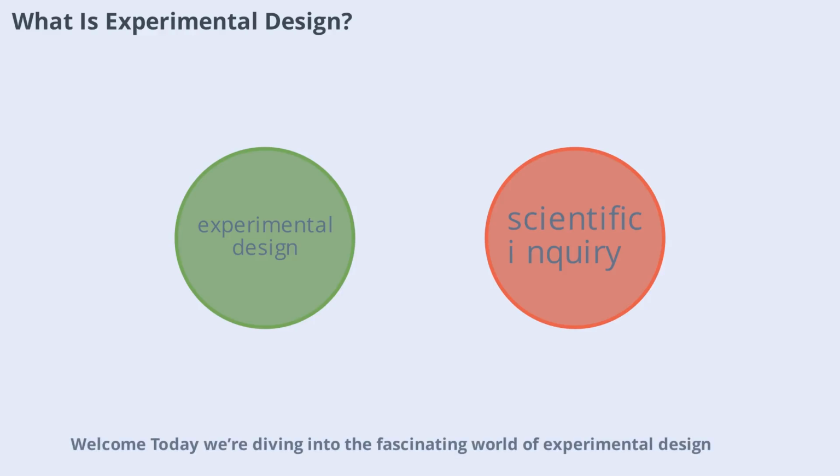Welcome. Today we're diving into the fascinating world of experimental design. But what exactly does that mean? Experimental design is the structured process researchers use to plan experiments, ensuring that the results are valid, reliable, and meaningful. It's the backbone of scientific inquiry, helping us answer questions and test hypotheses in a systematic way.